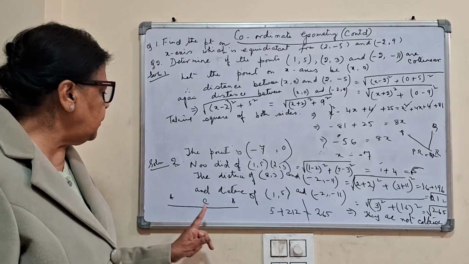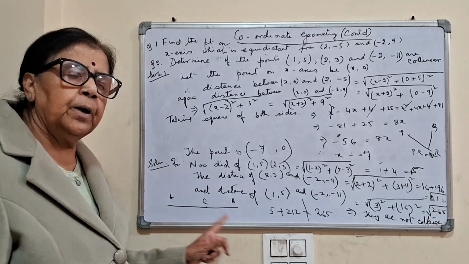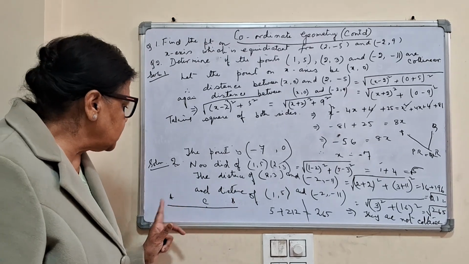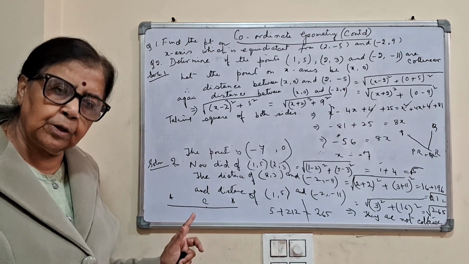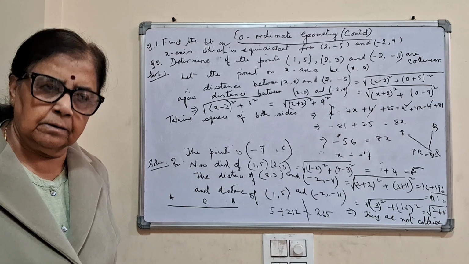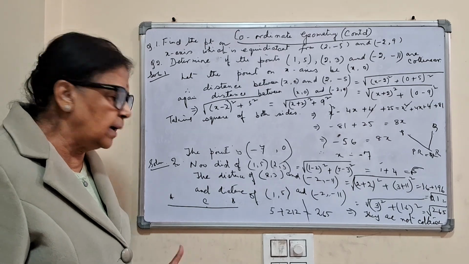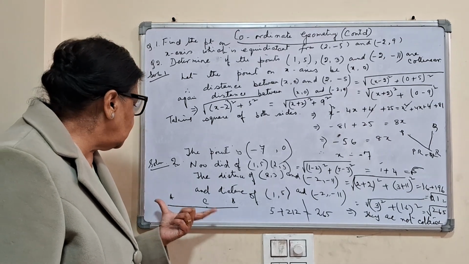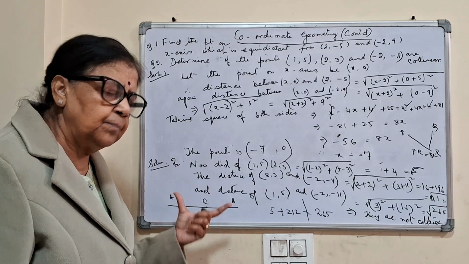That means AC plus BC is equal to AB. AC plus BC is equal to AB. Then only I can say that they are collinear, if the sum of these two distances is equal to the single distance AB.